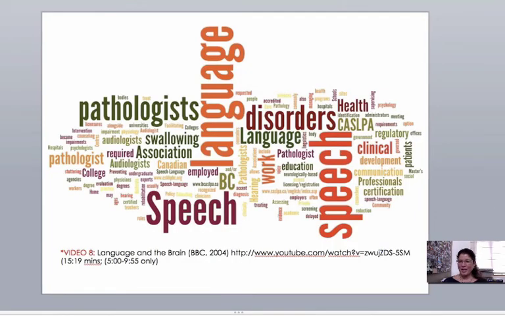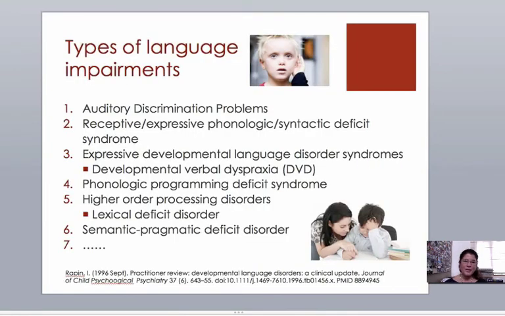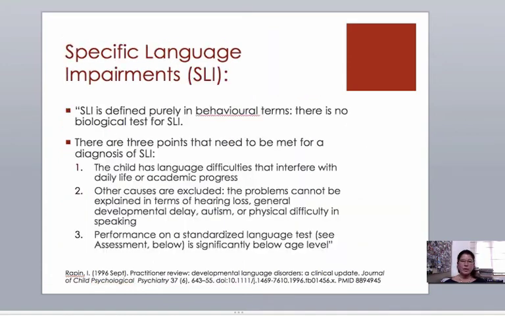Of taking so much for granted. What are the things that can actually go wrong? So we know that there are certain types of language impairments, things that can be auditory discrimination problems, where a kid can't distinguish different sounds, receptive problems, expressive problems, dyspraxia, phonological programming deficit syndrome. Lots of things can come up that would be difficulties for children or for adults into their lifespan, which can be either congenital, born with them, or acquired afterwards.